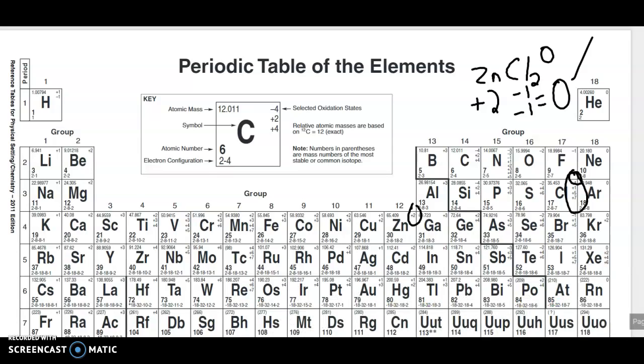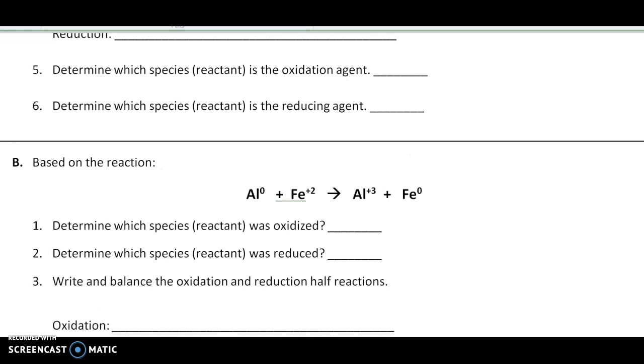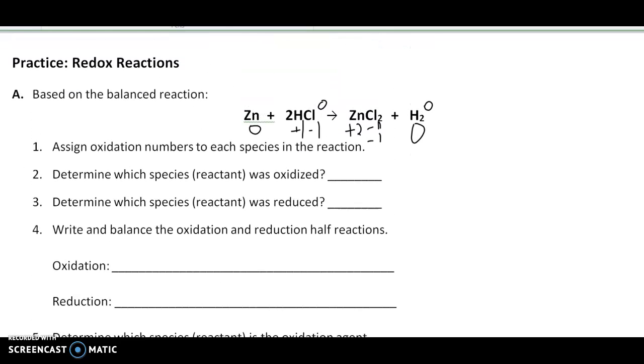So we have zinc is +2, and each chlorine is -1. Again, there's 2 of them. Lastly, we have H2, and any element not bonded to anything or bonded to itself is neutral. So H2 is neutral, so each hydrogen is 0. Yeah, so those are all of our oxidation numbers for all the different species. By species, I just mean the different elements or compounds in the reaction.